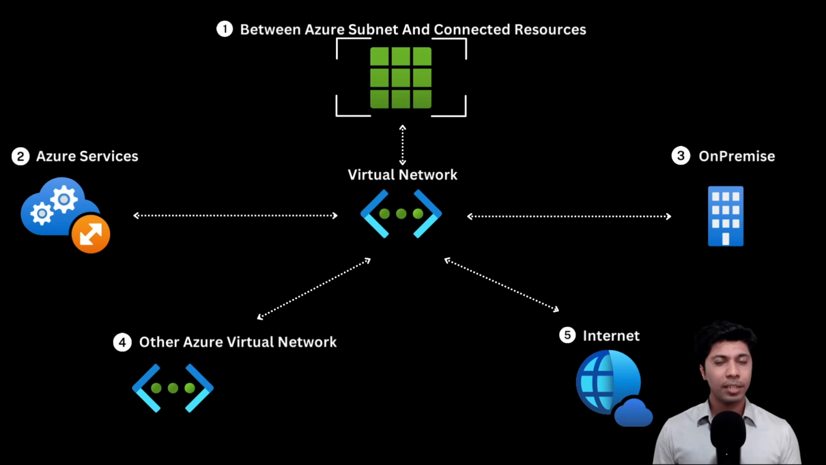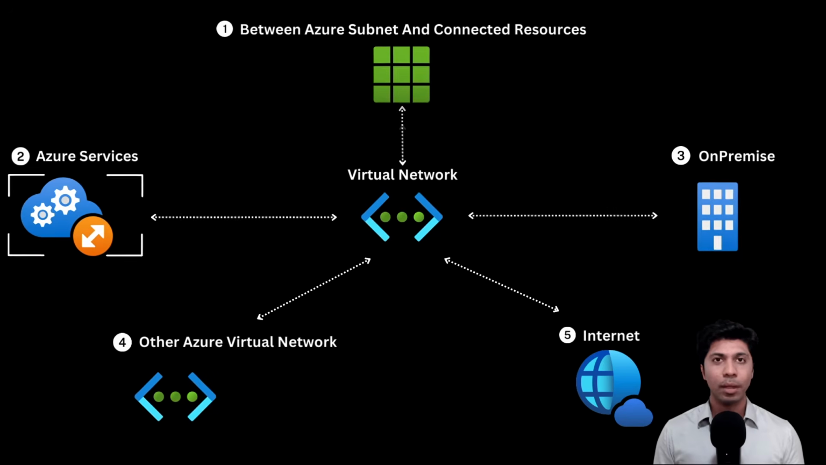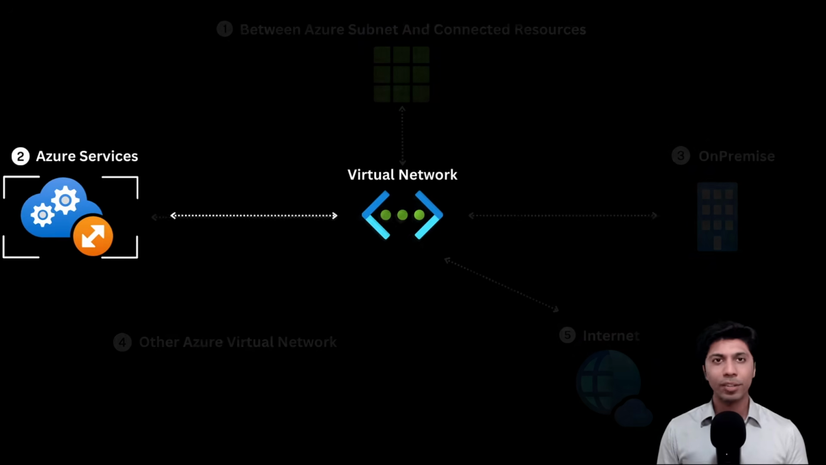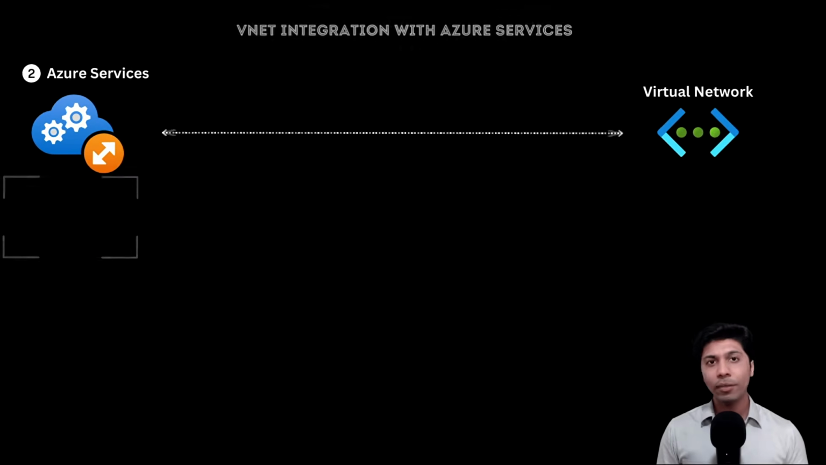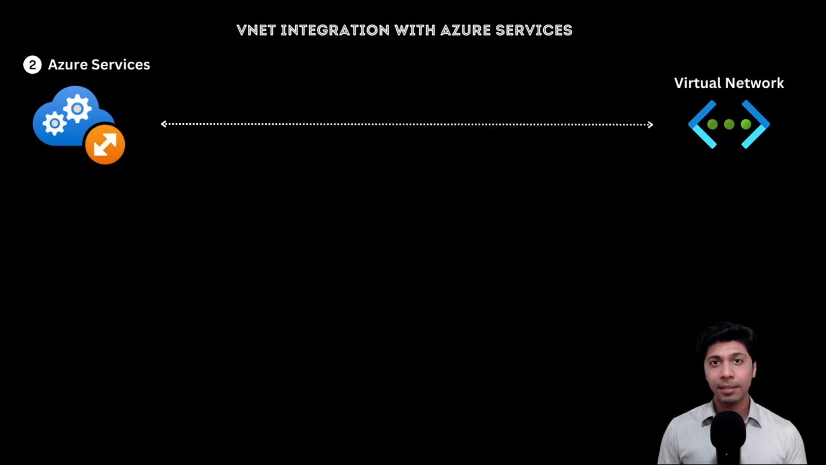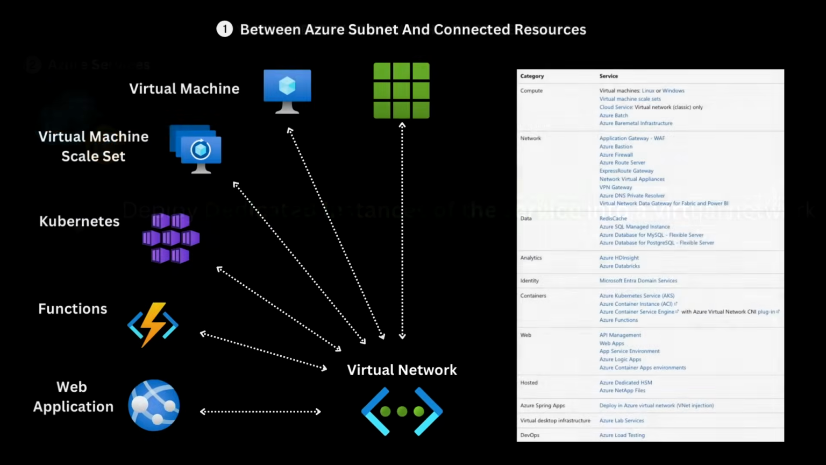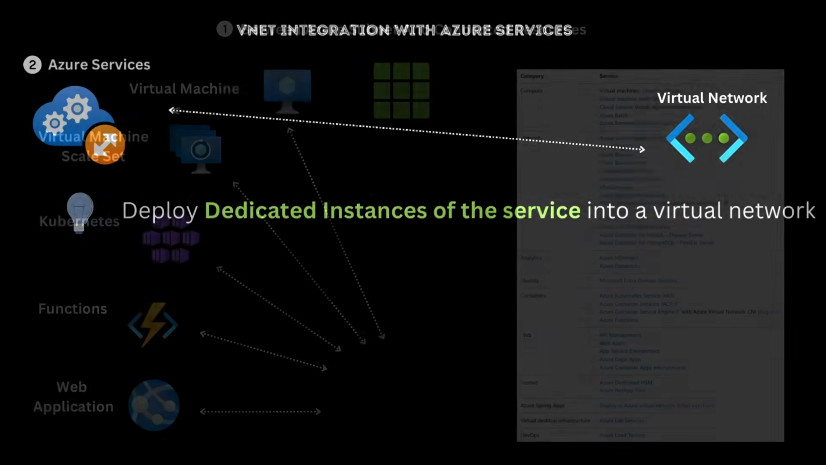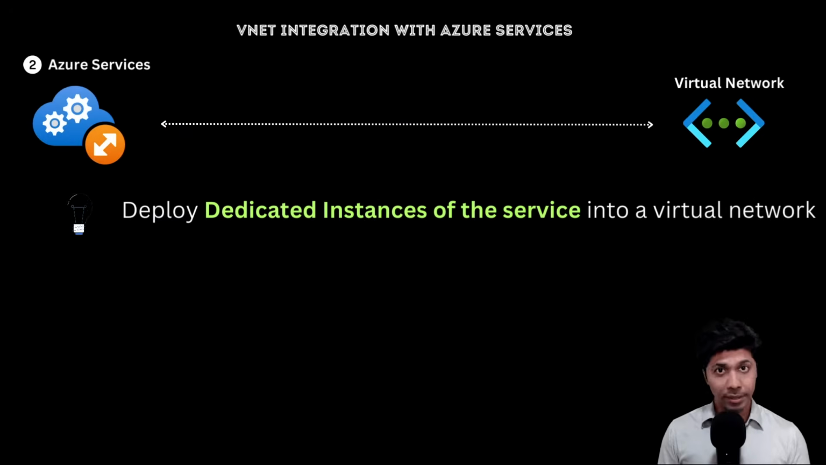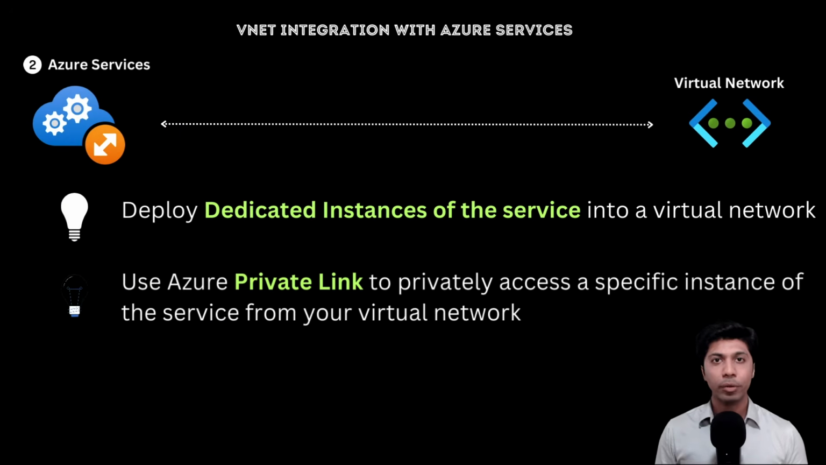But is it the only way to connect the Azure PaaS service? Answer is no. Let's understand all the ways to connect to the Azure PaaS service. The first way we have already covered, that is, deploying a dedicated instance of the service to the virtual network. The entire list of 35 services' dedicated instances can be deployed to VNet. The second way to communicate to the Azure service is to use the Azure Private Link to privately access a specific instance of a service from your virtual network.